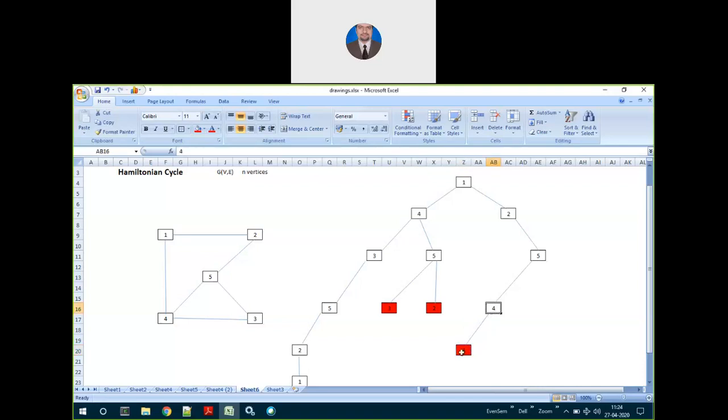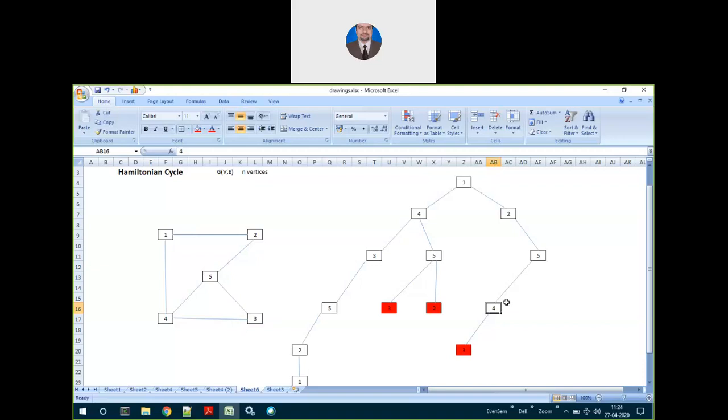Since the previous vertex to 3 is 4, I go back from 3 to 4. So from 4, where else can I go? I can go to 1. But if I go to 1, would that be a proper solution? No, that will not be a solution, because I would not be covering all the vertices. That is 1, 2, 5, 4, 4 to 1. If I travel in this way, I would be skipping vertex number 3. So that is also a dead end. So I cannot do that one.